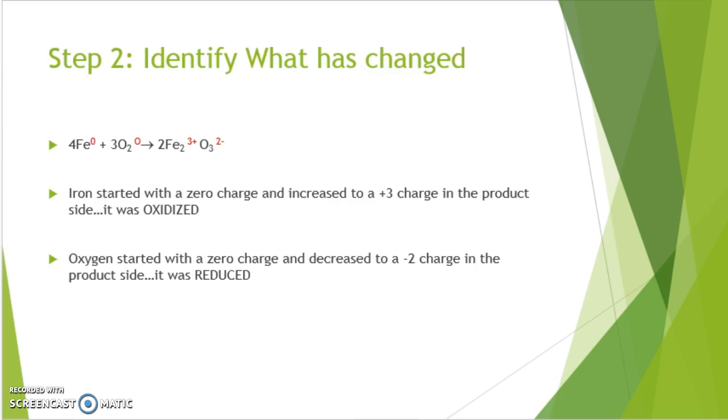Well, because the iron started off with a 0 charge on the reactant side and then increased to a positive 3 charge on the product side, we say that it was oxidized. And then with the oxygen on the reactant side, it starts off as 0 and then decreases down to a negative 2 charge. So we'll say that he was reduced.